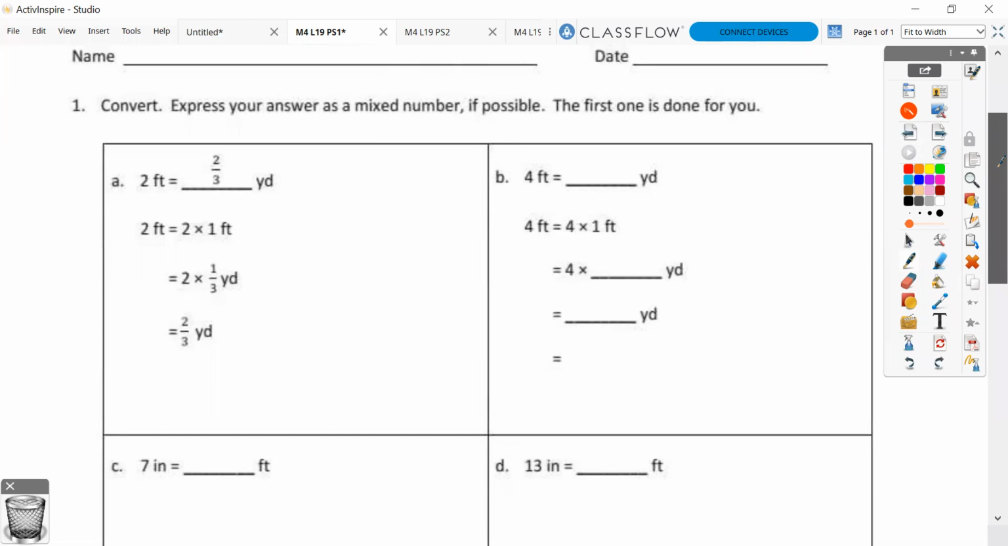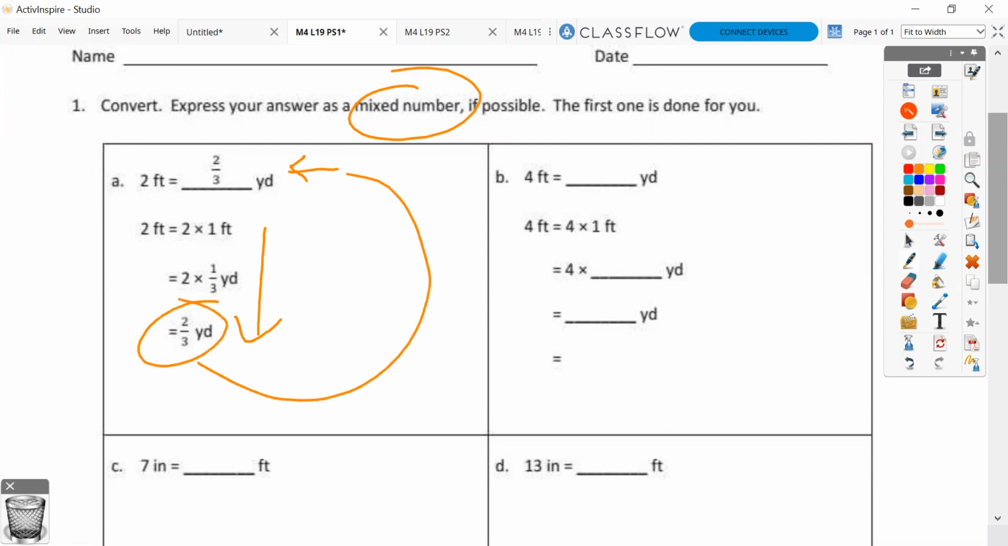So here we go. Now it says convert and express your answers as a mixed number. So when you see mixed number, they're talking about wholes and parts, 2 2/3, if possible. So the first one's done for us. So let's just take a look at it. This is where the answer goes. So that's where we're gonna do all the work and then take our answer and bring it back up here. Okay, so let's take a look and analyze this work.